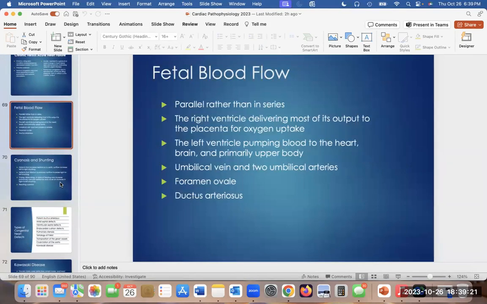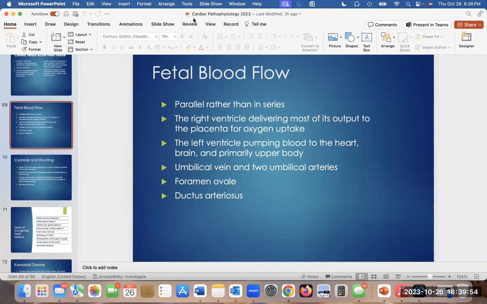Like I said, fetal blood flow is a little different. I don't really see this being on your exam, but just the way the heart works, it works very differently. It has different openings for blood to get to the body. The left ventricle does primarily take blood to the upper parts of the body, but the right ventricle, most of it goes to the placenta and things like that. But like I said, I don't want to get too into it.